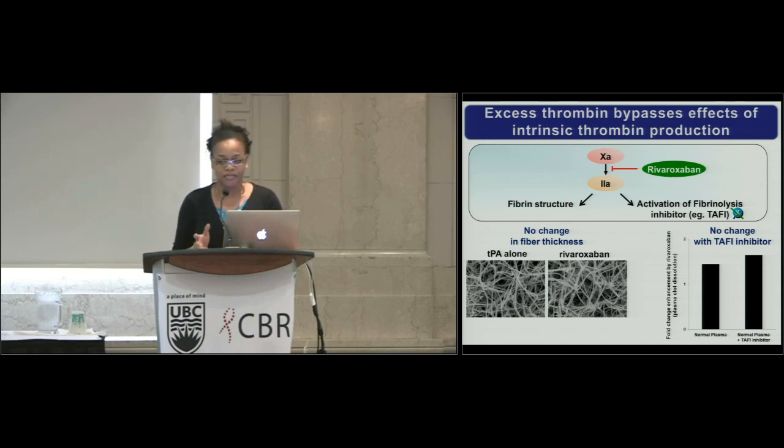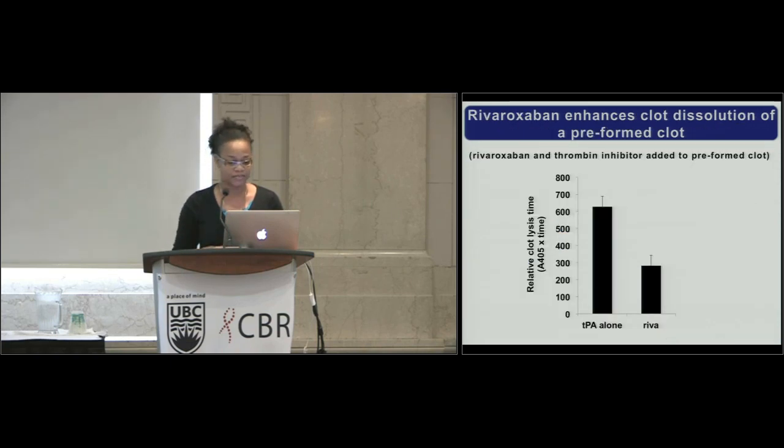Now, in all of the experiments that I've shown you so far, rivaroxaban was present while the clot was being formed. So what I wanted to do is remove rivaroxaban from the mix and see what happens. In this case, I preformed the clot, similar to when a patient has a pre-existing clot, and then I added rivaroxaban on top, and I also added a thrombin inhibitor to inhibit any excess thrombin being present. What we can see is that compared to TPA alone, rivaroxaban sped up how quickly the plasma clot was dissolved, suggesting a role in thrombolysis for rivaroxaban.